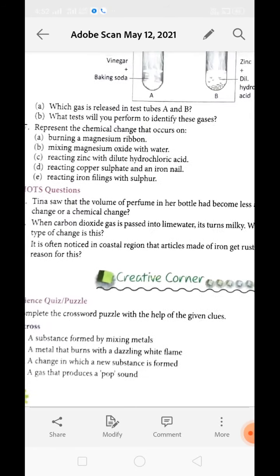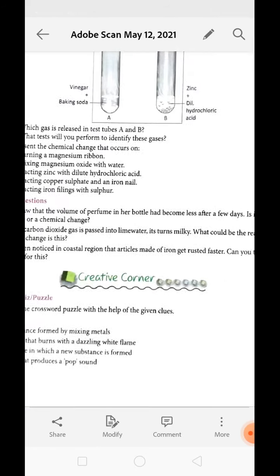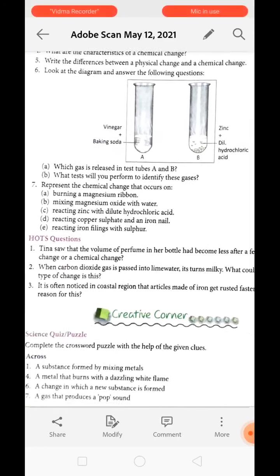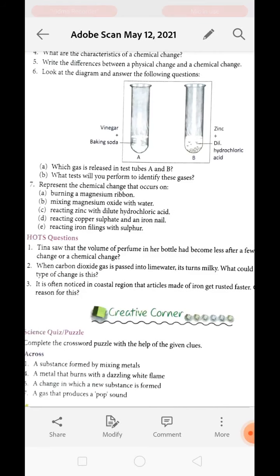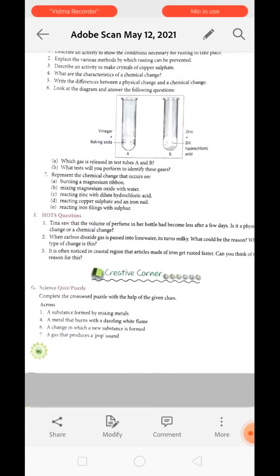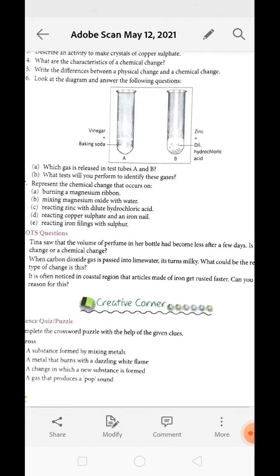Now next is, it is often noticed that in coastal regions articles made of iron get rusted faster. Can you think of a reason? Yes, of course, because in coastal regions the air has a large amount of water vapor. If this water vapor along with oxygen comes in contact with the iron article, obviously it will form rust. That is why rusting is more common in the coastal area.